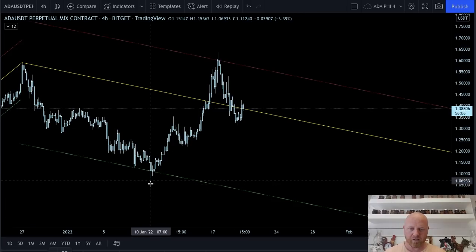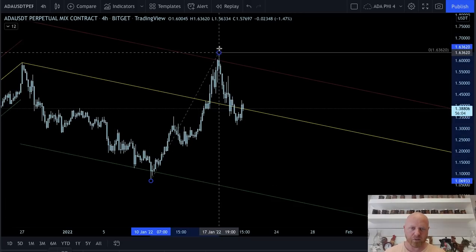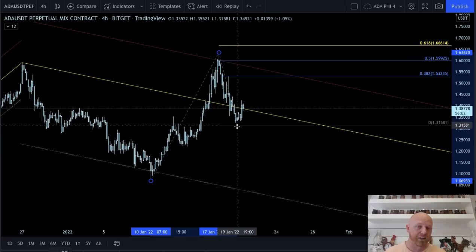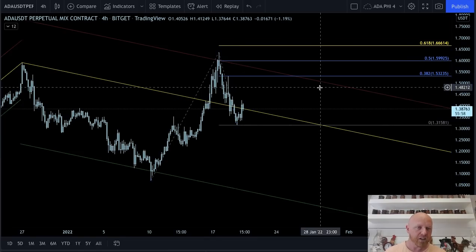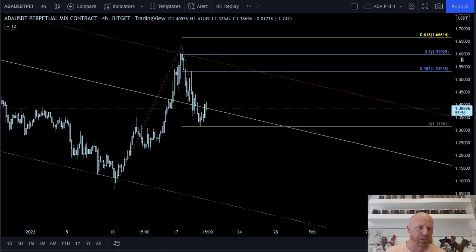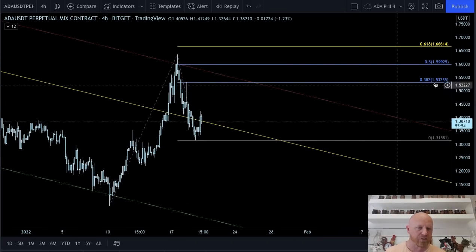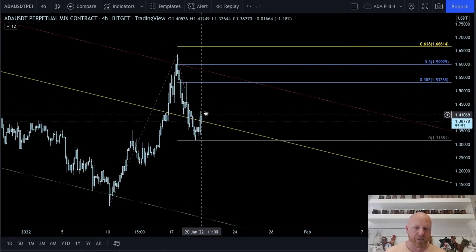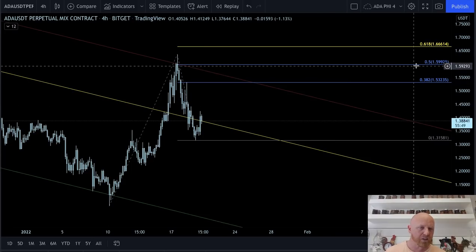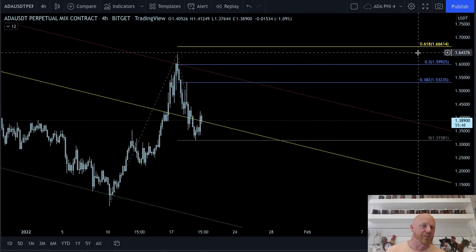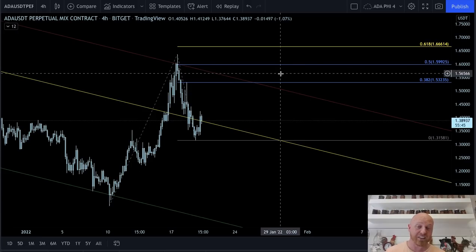Impulse wave. End of impulse. Let's just assume, because you've got to make assumptions in TA, that this is your current bottom, because we're looking at projections. So your 382, where you're looking to find your first level of stronger resistance, is $1.53, which makes sense, as well as 0.5 at $1.59, 618 at $1.666.